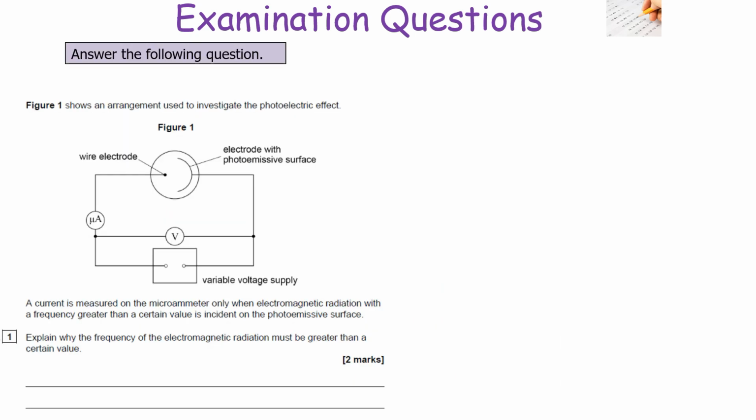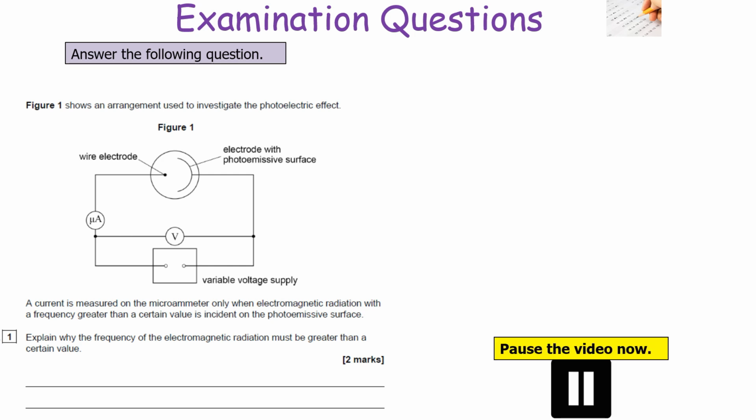The next question says, figure 1 shows an arrangement used to investigate the photoelectric effect. A current is measured on the microammeter only when electromagnetic radiation with a frequency greater than a certain value is incident on the photoemissive surface. Explain why the frequency of the electromagnetic radiation must be greater than a certain value. So pause the video now, then unpause the video when you want to go through your answer.